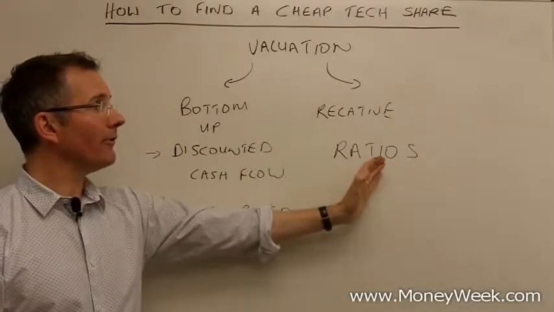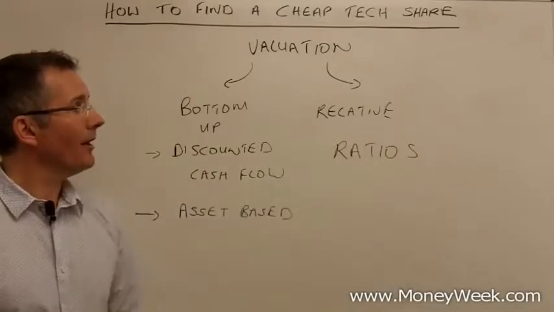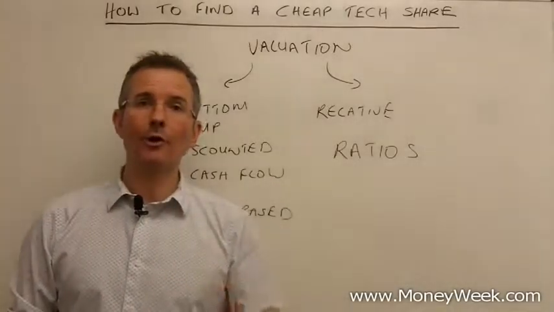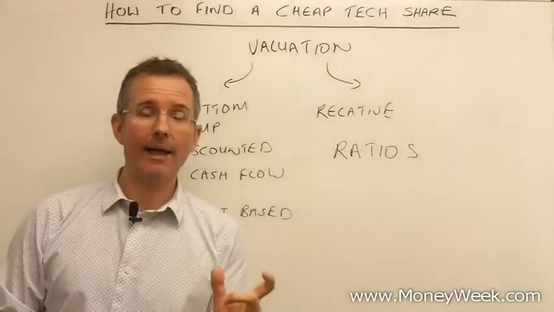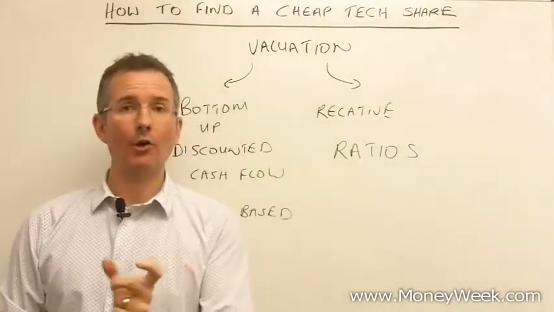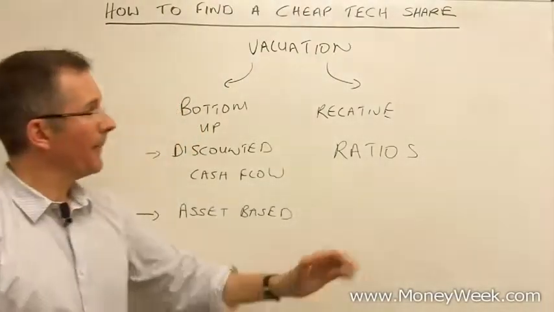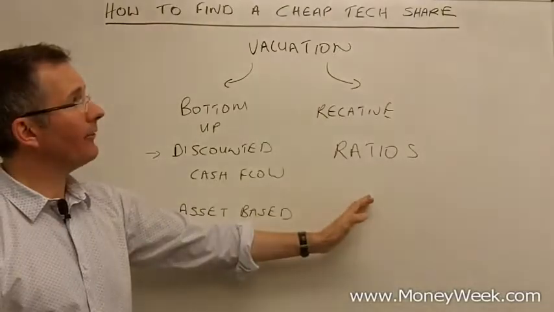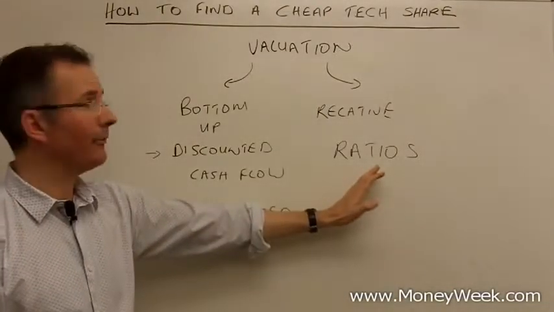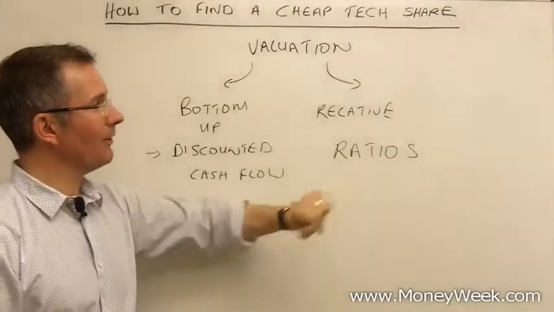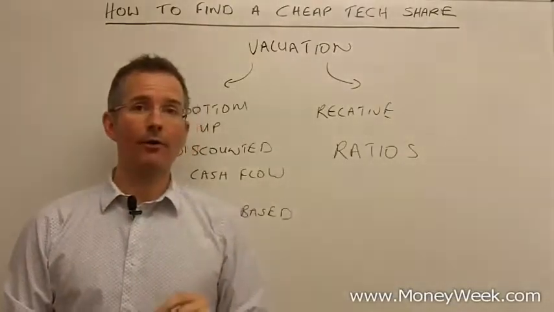This is the idea that, you know, if you know roughly what a similar property in your street is selling for, maybe that is the best way to get a handle on what your house is worth. So relative valuation in the context of shares means ratios. But the question with a technology stock is, which ratio are you going to look at?